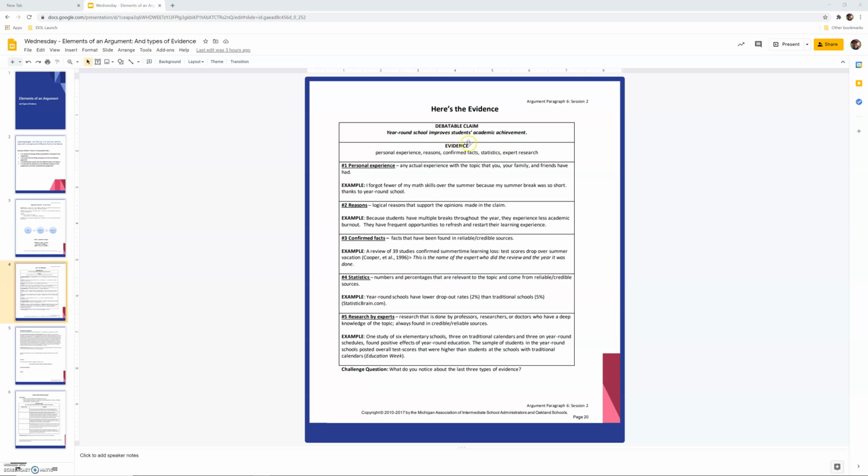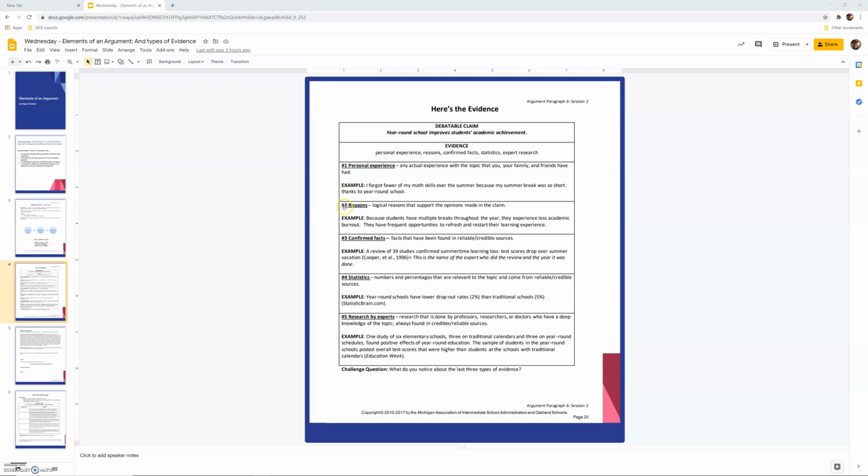And then the possible evidence that we could use to support this claim is personal experience, reasons, confirmed facts, statistics, and expert research. Let's take a deeper dive into personal experience first. Number one. Any actual experience with the topic that you, your family, and friends have had. An example of this would be, I forgot fewer of my math skills over the summer because my summer break was so short, thanks to year-round school. So that personal experience backs up that claim that year-round school improves students' academic achievement.